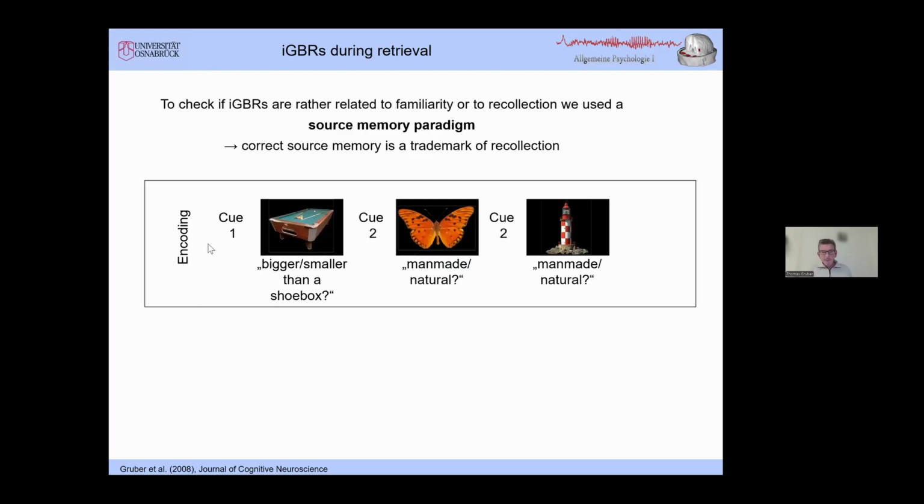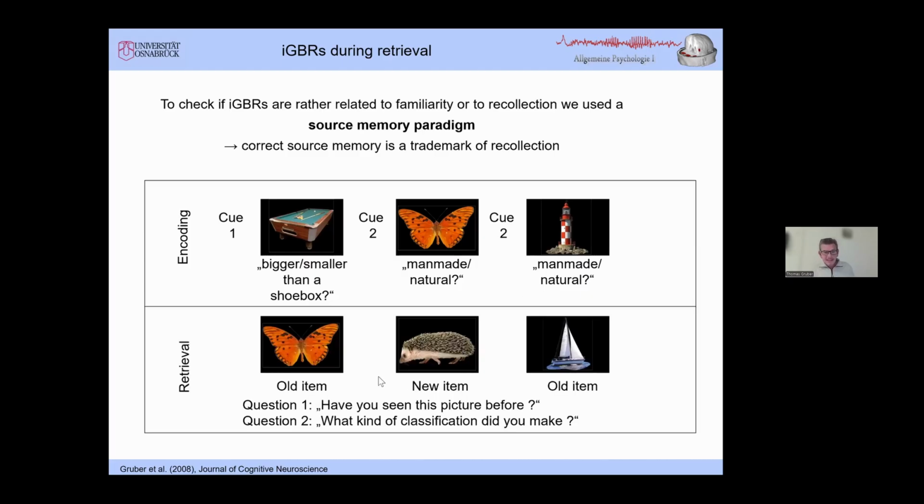During encoding, we presented pictures of objects, but now subjects had two different tasks. Either a cue told them, with the next picture, you have to decide if this is bigger or smaller than a shoebox. So for this pool table, the participant would say, yeah, it's bigger. Or with another cue, cue number 2, participants had to decide if this object is man-made or natural. So here they would say butterfly, this is natural. Or here, the lighthouse, this is man-made. This is encoding. But we are interested in retrieval.